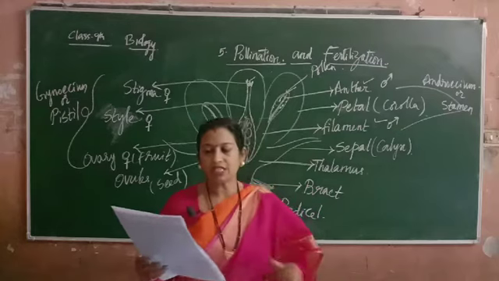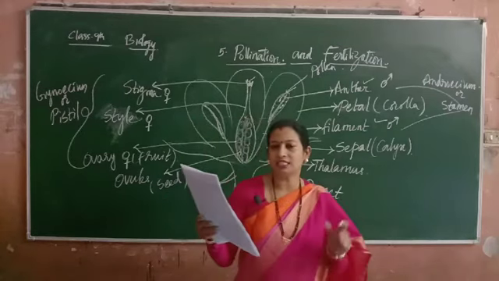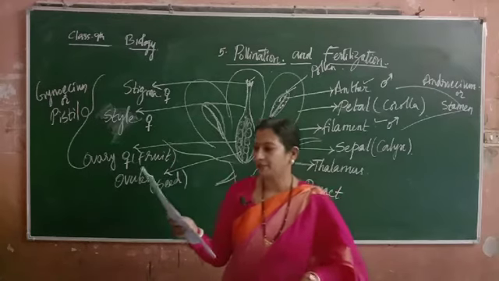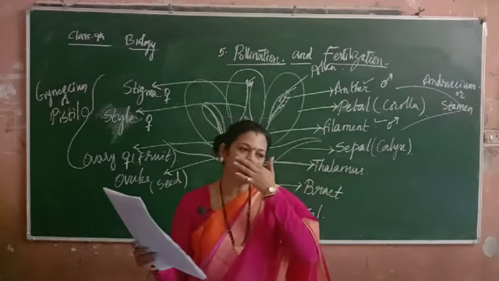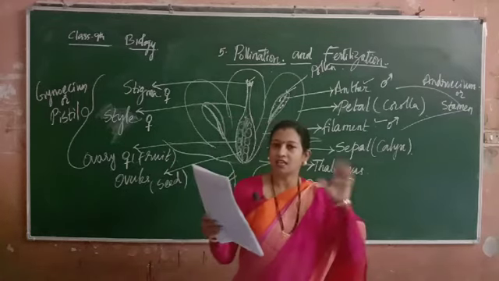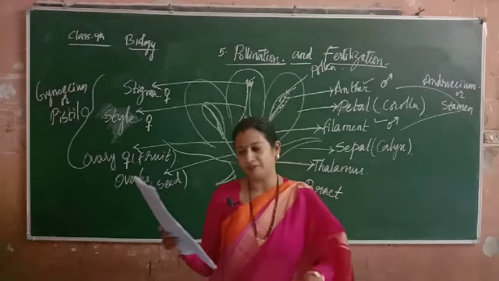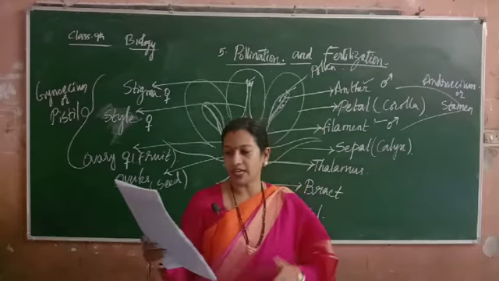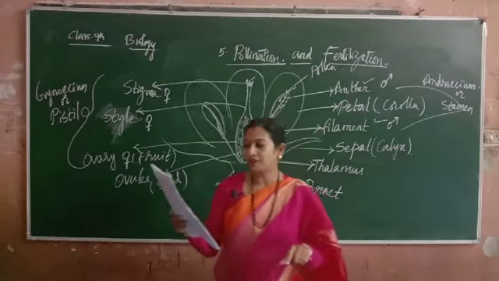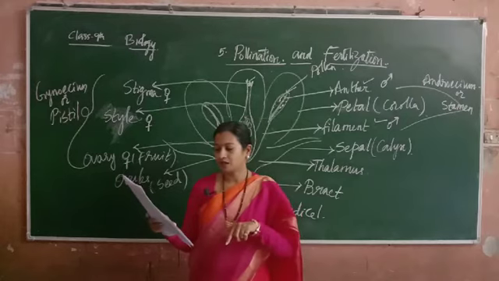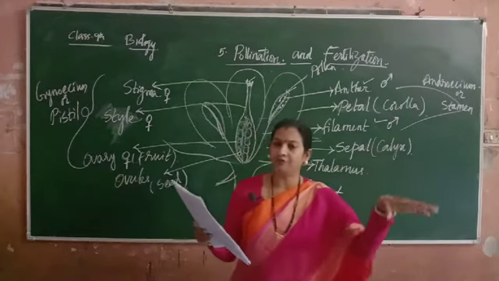The pollen of the same flower may fall on the stigma of the same flower. That is called autogamy. So in pollination we see that the pollen may fall onto the stigma of the same flower. That is autogamy.